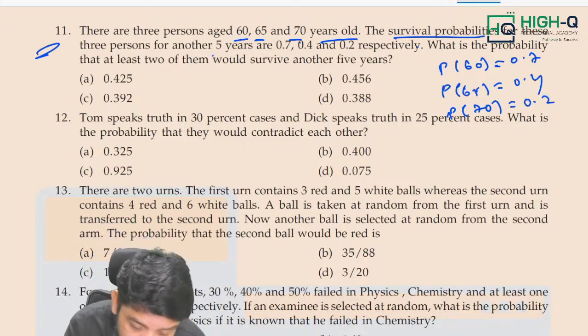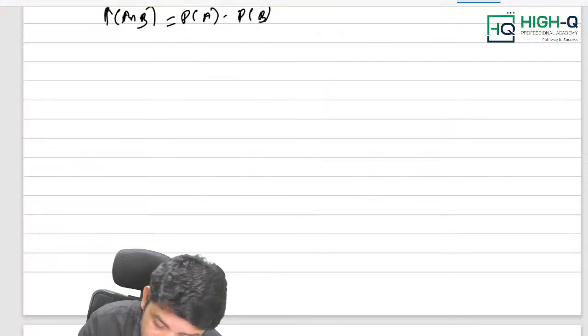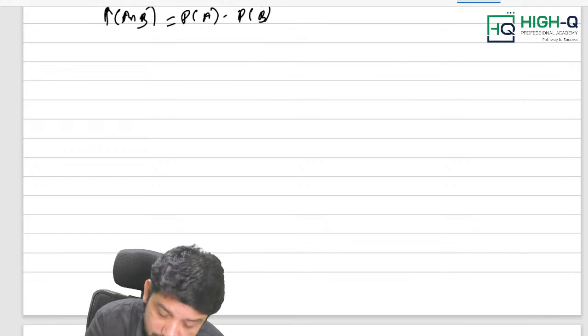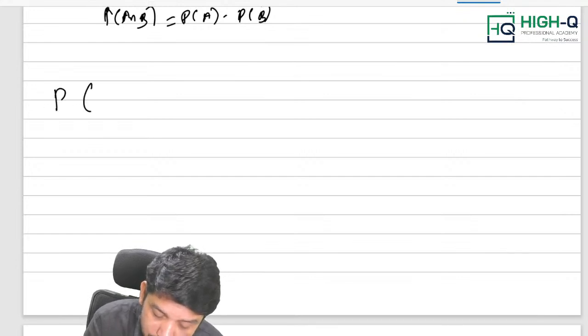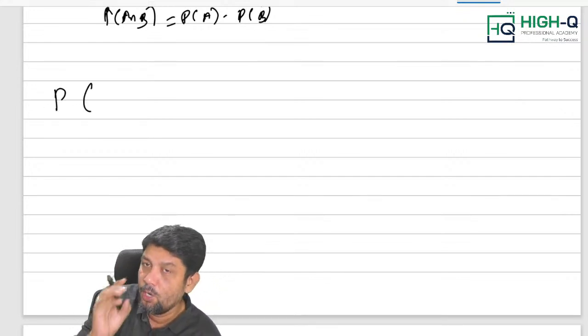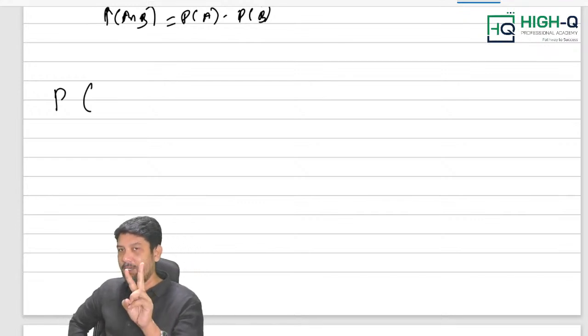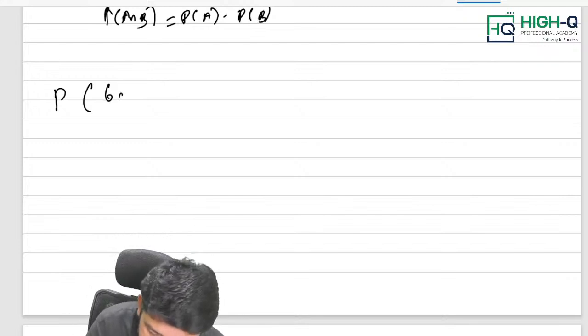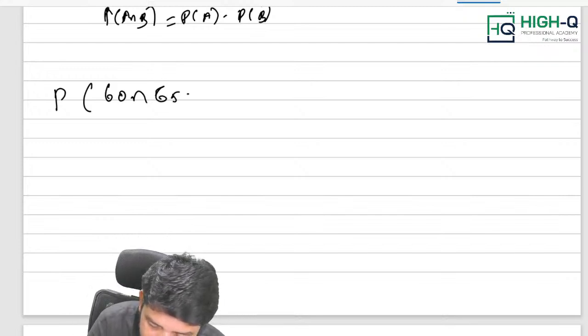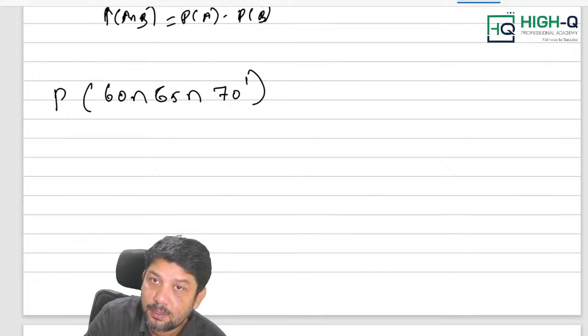At least 2 of them would survive another 5 years. What is at least 2 of them? 2 or more than 2. So either the 60 survives, and the 65 survives, and the 70 does not survive. So 2 of them only.